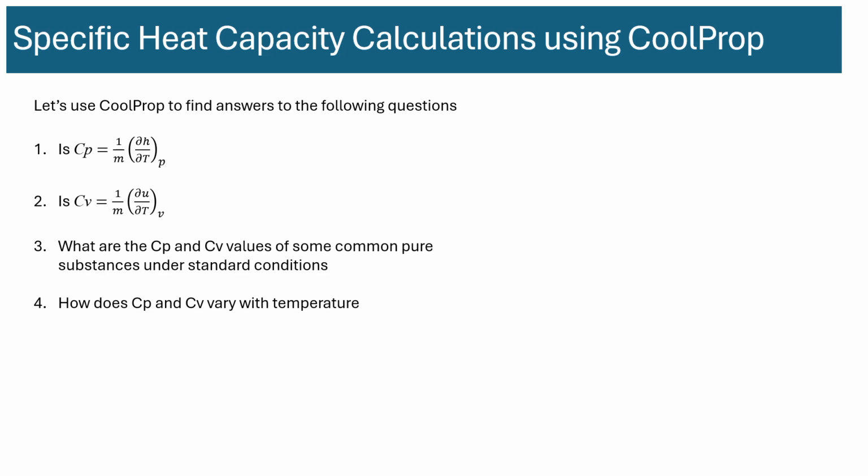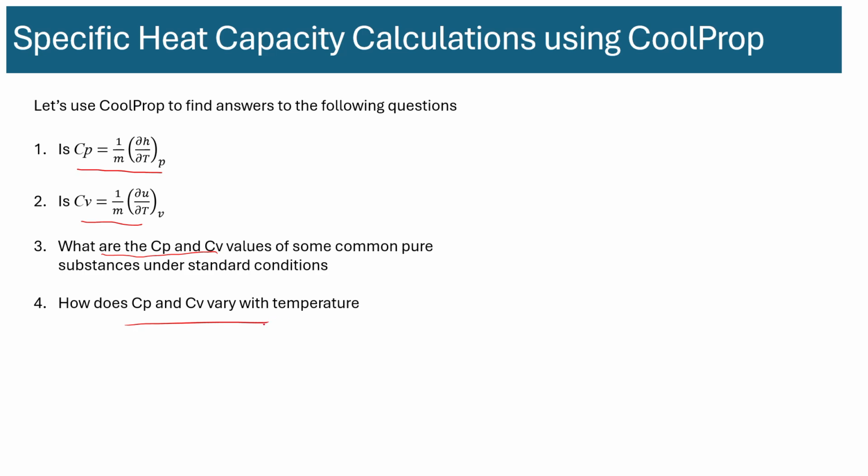Now let's look at CoolProp one more time and try to answer the following questions. Is Cp really a differential like this? Is Cv really a differential like this? What are some of the common Cp and Cv values? And how do Cp and Cv vary with temperature?